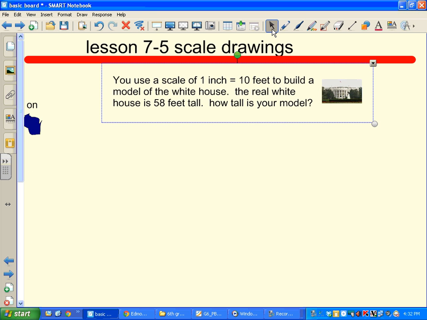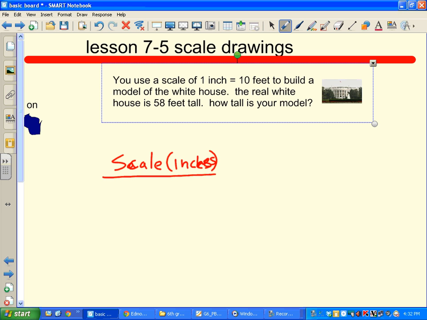You want to use a scale of 1 inch to 10 feet to build a model of the White House. The real White House is 58 feet tall. How tall should your model be? Okay, so we have our scale. And just to make my reading a little bit easier, I'm going to put down inches. Always pays to label.